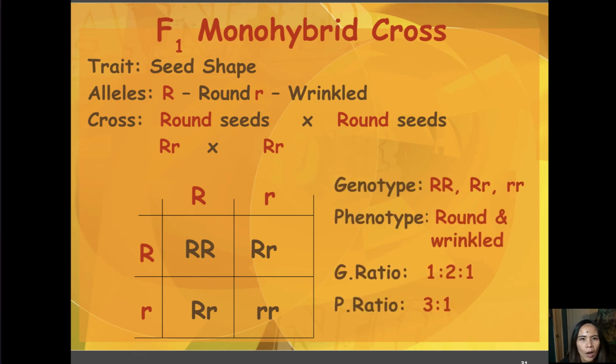Now, how is it different from the first one? Well, the genotypes available for this monohybrid cross are 2 capital R, or purebred, and then heterozygous, capital R and small r, and the recessive trait, 2 small r. So the phenotype would be round and wrinkled, and the genotypic ratio is 1:2:1, and the phenotypic ratio is 3:1.